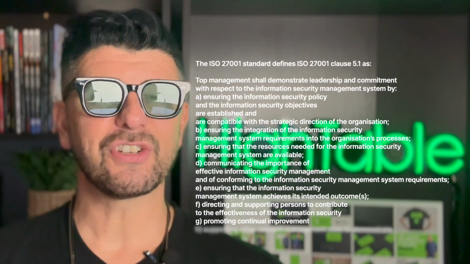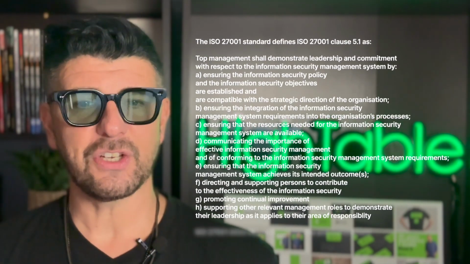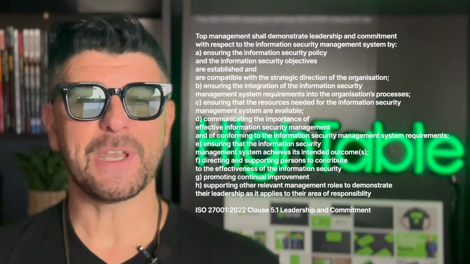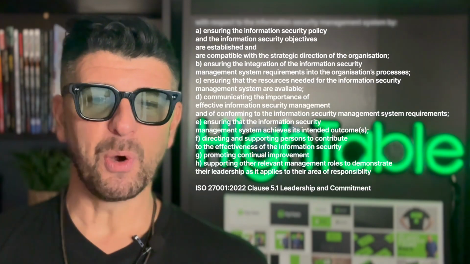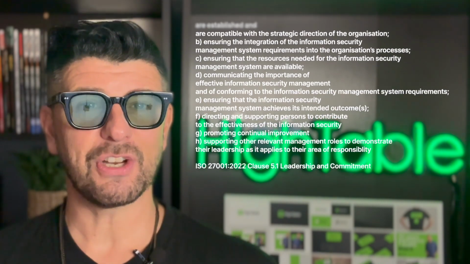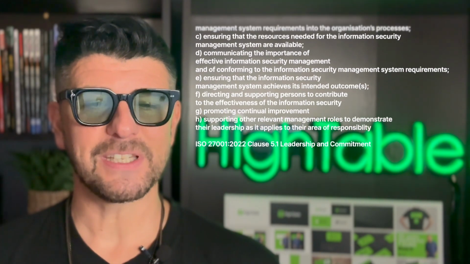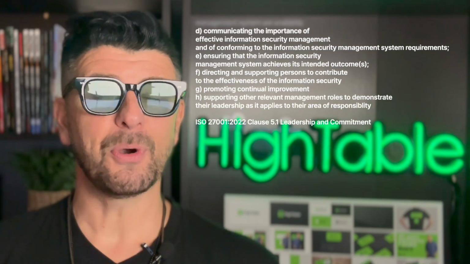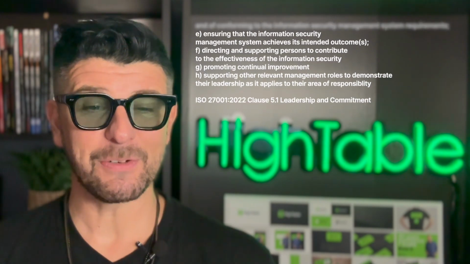Number 2, ensuring the integration of the information security management system requirements into the organizational processes. Number 3, ensuring that the resources needed for the information security management system are available. Number 4, communicating the importance of effective information security management and of conforming to the information security management system requirements. Number 5, ensuring that the information security management system achieves its intended outcomes. Number 6, directing and supporting persons to contribute to the effectiveness of the information security management system.